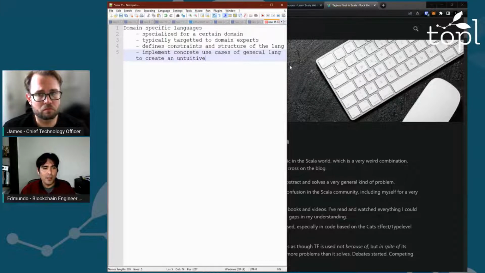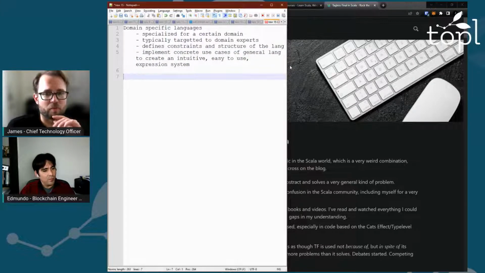So that would be the advantage of using a DSL. It constrains the domain. Normally, you want something less powerful than a general language, but it introduces, for example, the terms and the operations that the domain uses, and it leaves out the operations that are not necessary for that domain.